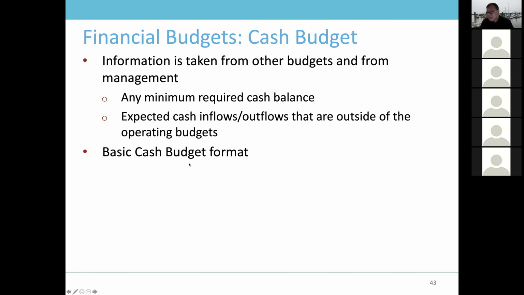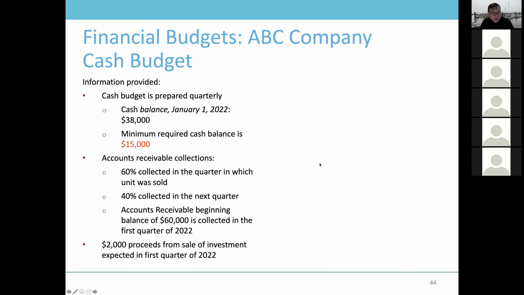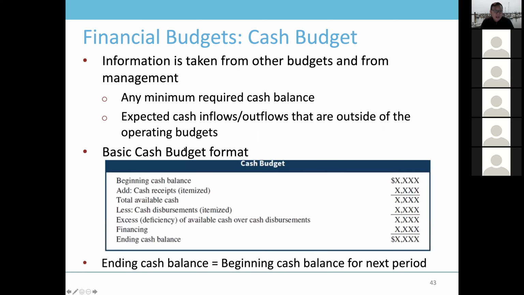What is the basic cash budget format? See, the basic cash budget format is you start with the beginning balance, and you end with the ending cash balance. And remember, there are 3 sections. You are going to add the cash inflows. That's the cash you received, right? And your beginning plus the addition, that's the total cash available. And then you less the cash you spend, which is the cash disbursement. So that is your cash balance, okay?